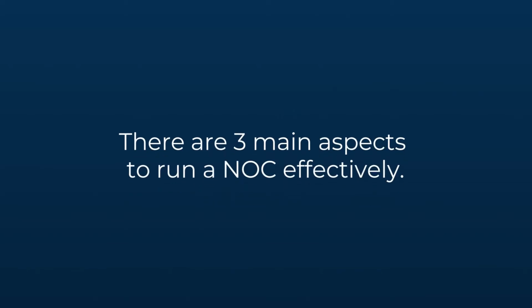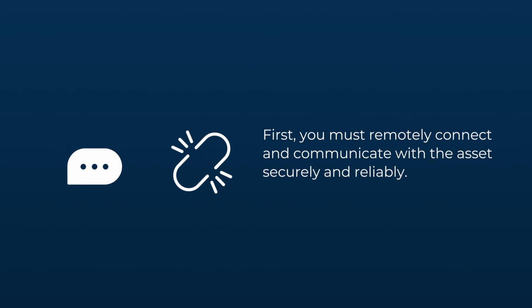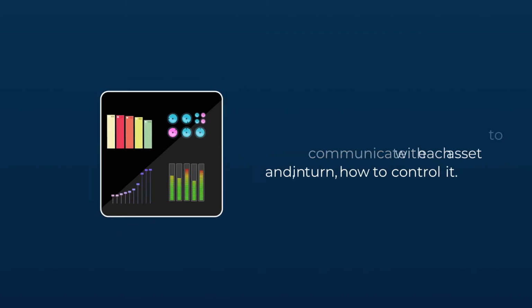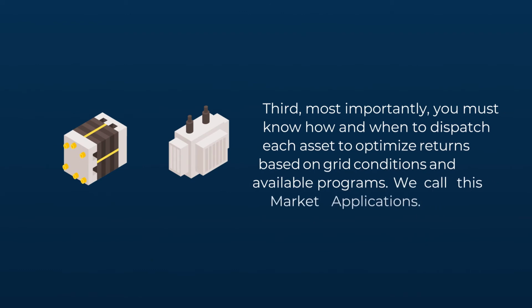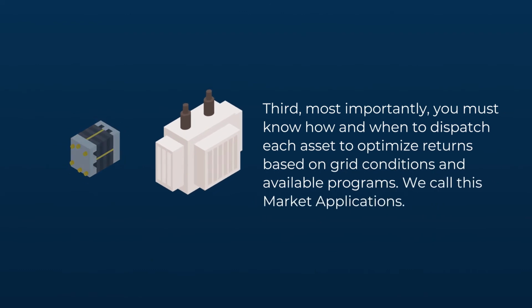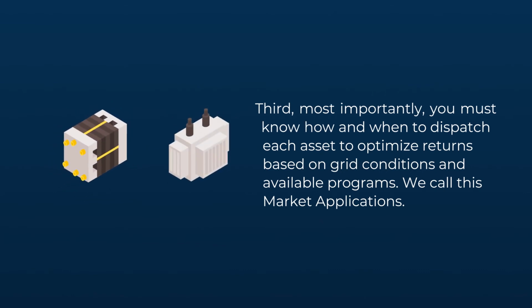There are three main aspects to run a NOC effectively. First, you must remotely connect and communicate with the asset securely and reliably. Second, knowing how to communicate with each asset and, in turn, how to control it. Third, most importantly, you must know how and when to dispatch each asset to optimize returns based on grid conditions and available programs. We call this market applications.